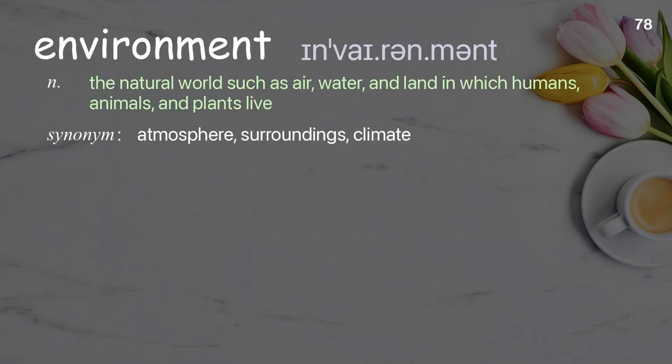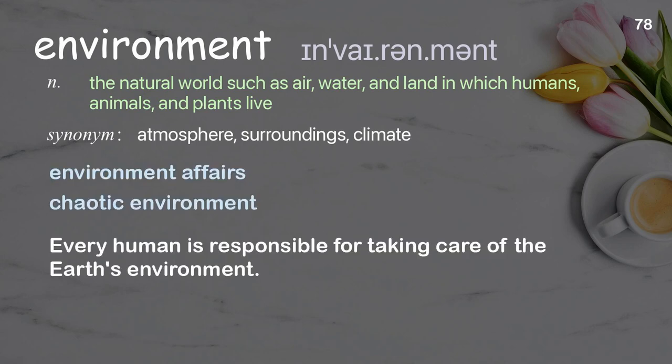Environment: the natural world such as air, water, and land in which humans, animals, and plants live. Examples: environment affairs, chaotic environment. Every human is responsible for taking care of the Earth's environment.